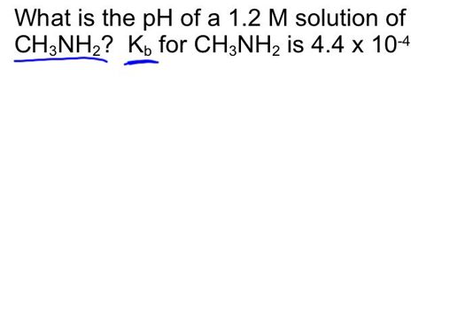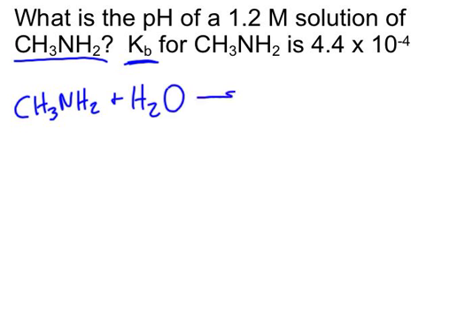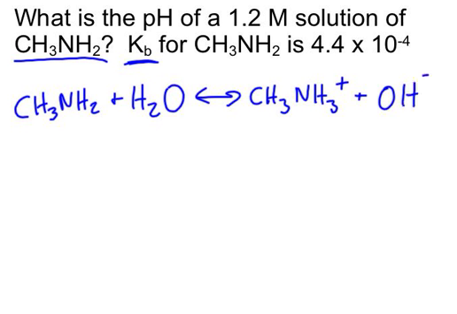If this is a base, it's CH3NH2, and usually we're just going to react with water. And if it's acting as a base, it is going to be receiving an H plus from water, which is going to make it CH3NH3 plus. And when it mixes with water, water losing an H plus is going to make it OH minus. That's kind of why this is basic. It's raising the concentration of OH minus in the solution.